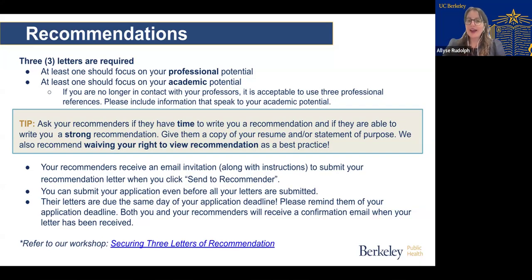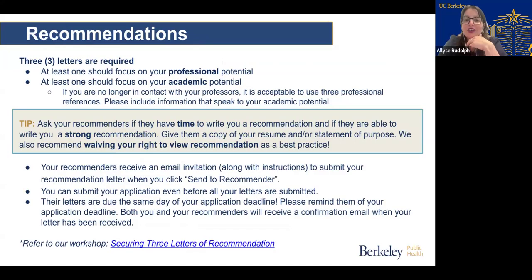It's something to keep in mind if the majority of your letters are leaning one direction. And also just a note on this, Stephanie and I did do a workshop specifically on letters of recommendation, which you can find on our YouTube page as well. So if you want more tips and tricks in detail about what we're looking for out of those letters, or how to prepare your references, definitely encourage you to check out that session.